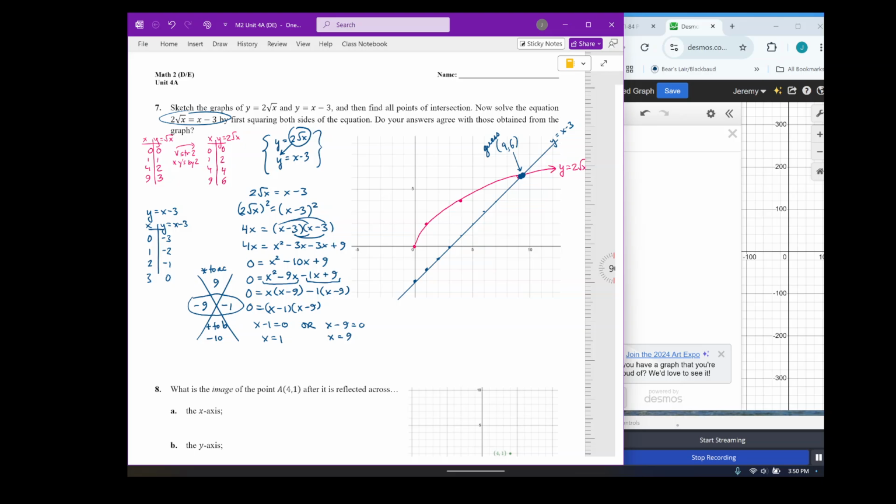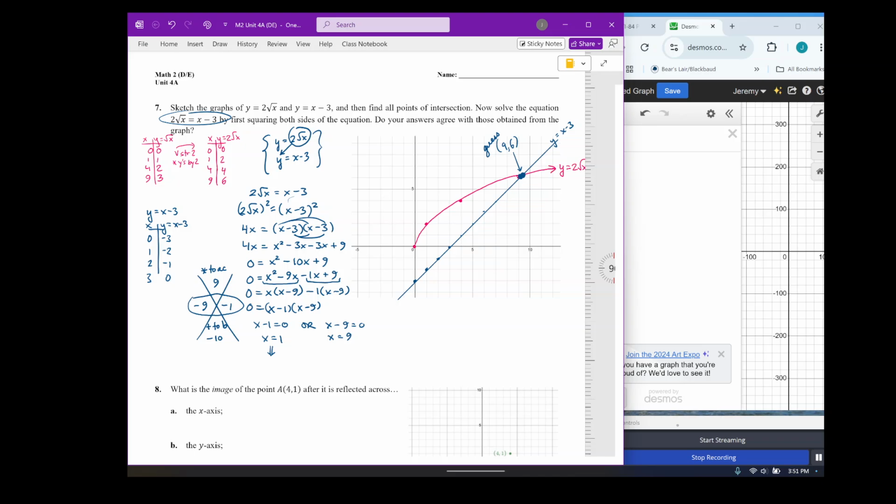So if we plug in 1 into both equations, now this is one where we want to check both. The reason we've got to check both is because we're squaring something that's got an x term in it. We're multiplying by x terms here when we square both of these. So we could create extraneous solutions.